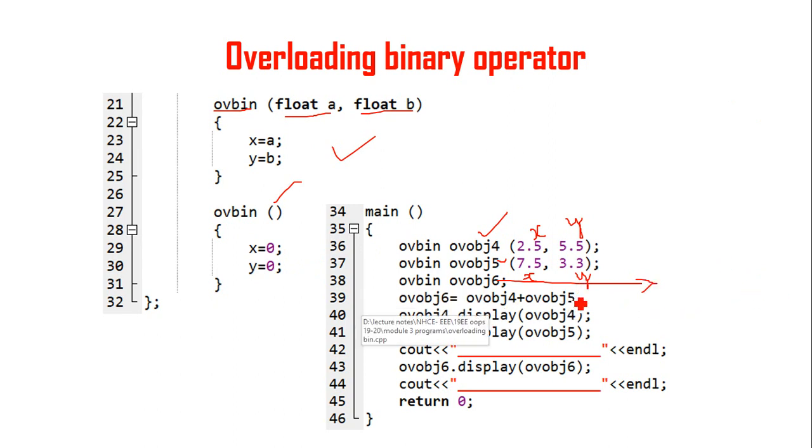So these two objects will get added. The data members x and y of each object will get added here, and as it gets added, the object will be returned through object 6. That will give us the addition of two complex number values. Also you can see that I'm using a display function to display the x and y values of object 5, and the x and y values of object 6.